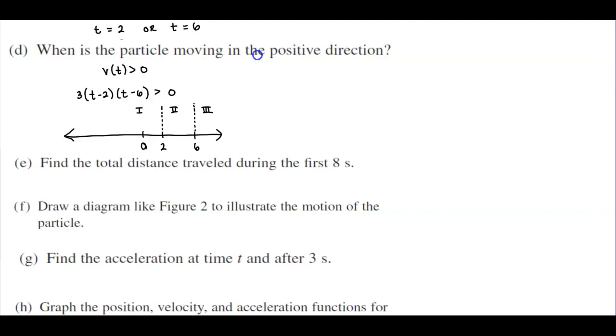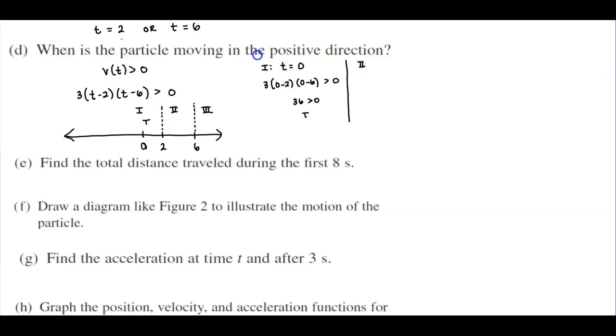So if we check region number 1, and let's say we let t is equal to 0, and then we plug it into 3 times 0 minus 2 times 0 minus 6, is that going to be greater than 0? Well, that's going to be 3 times negative 2, which is negative 6, times negative 6, which is going to be positive 36, and therefore it's true in region 1.